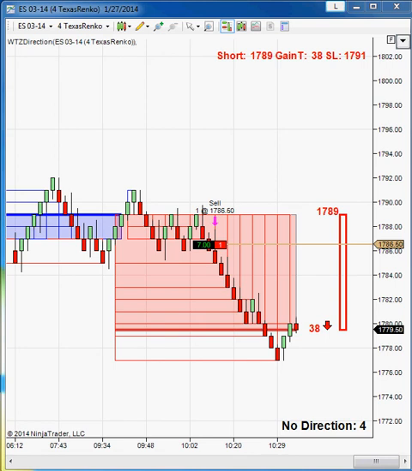So direction should be lower than 4, which is better, 3 is better, but if it goes back to 6, we should exit, okay?